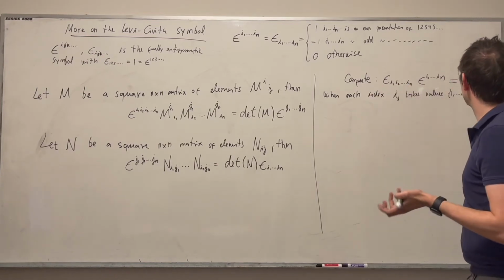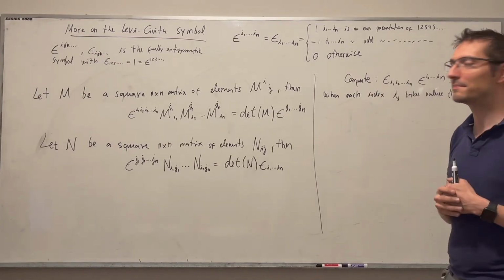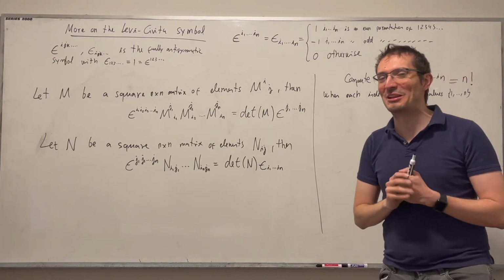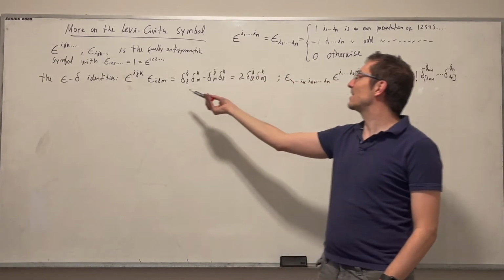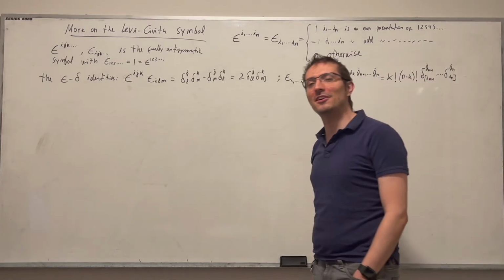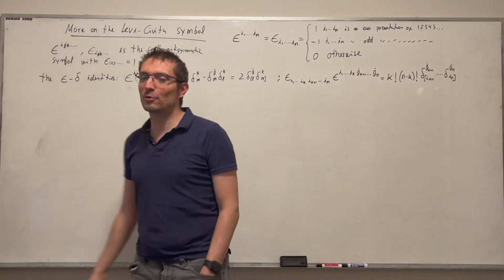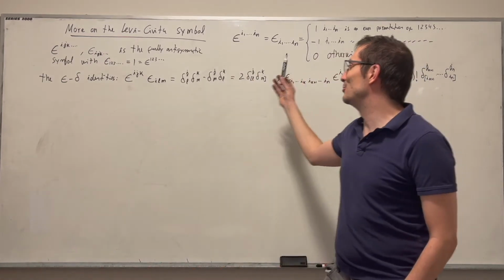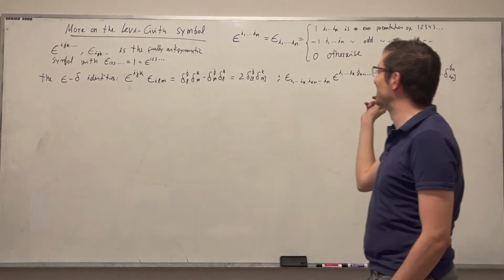So this is why it's n factorial summands. All right, let's do a little bit more. The epsilon delta identities, they're ubiquitous. They appear everywhere in physics. Whether you're doing atomic physics or quantum optics or general relativity, you can benefit from the epsilon delta identities.